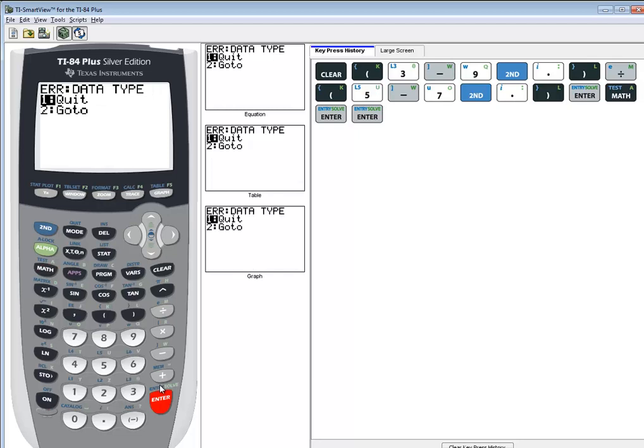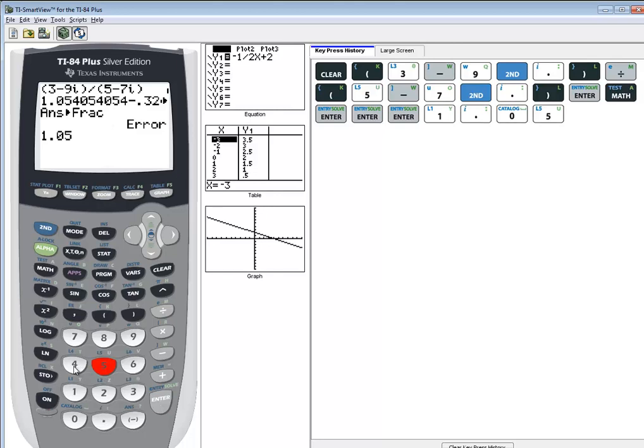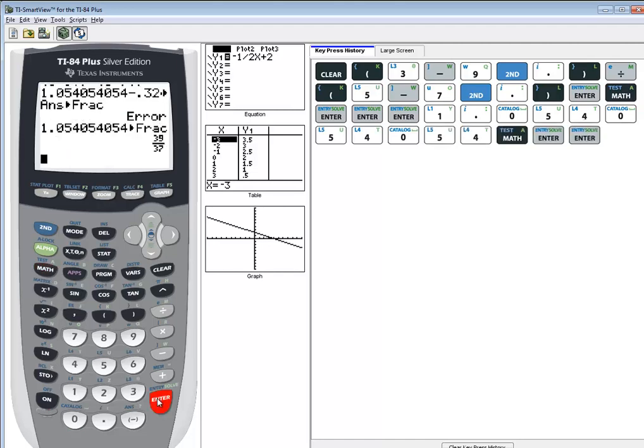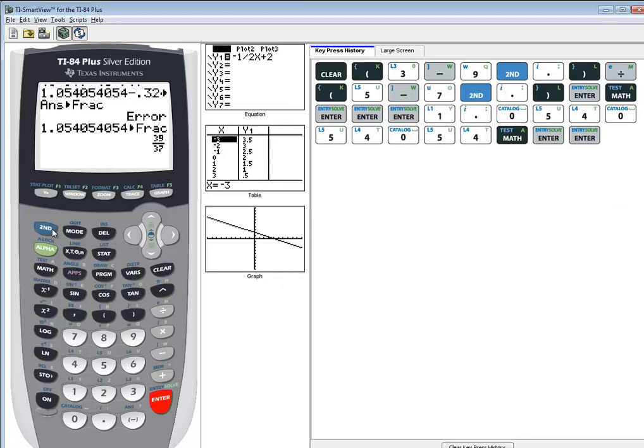Yours might work. Some TI-84s work, or perhaps even TI-83s, but not all of them. You could try to change each one of these individually. Like I could type in that entire number there, 1.054054, and do math, enter. And see, we get 39 over 37. Checks that. And then the other one, I'd have to do a second enter to bring up a previous entry.